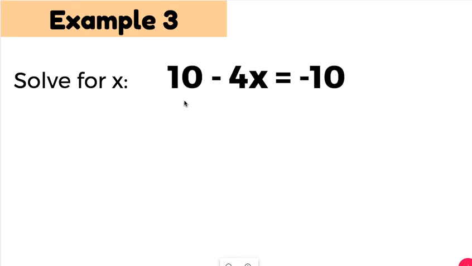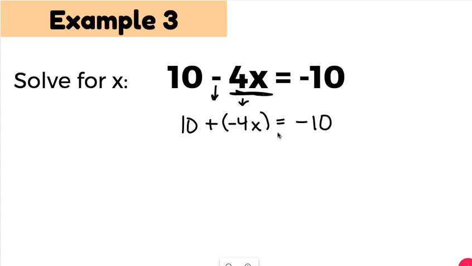Next example. First thing I see is subtraction we have to deal with. So I get 10 plus negative 4x. Remember, subtraction becomes addition, and this number right here becomes the opposite. Just because there's an x doesn't mean anything changes. Instead of 4x, it becomes negative 4x. So now, remember our goal. X equals something. So I've got to get rid of my 10 and my negative 4. We undo our addition first.